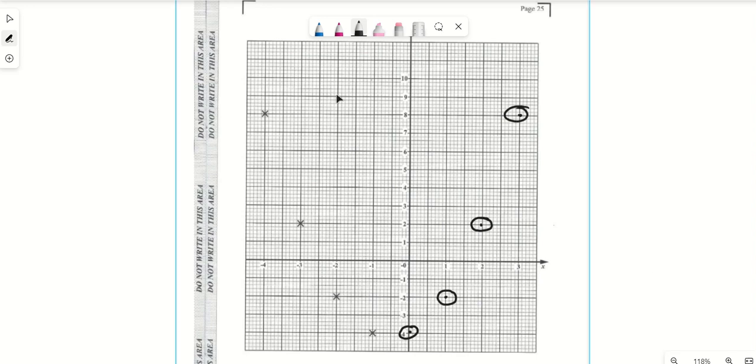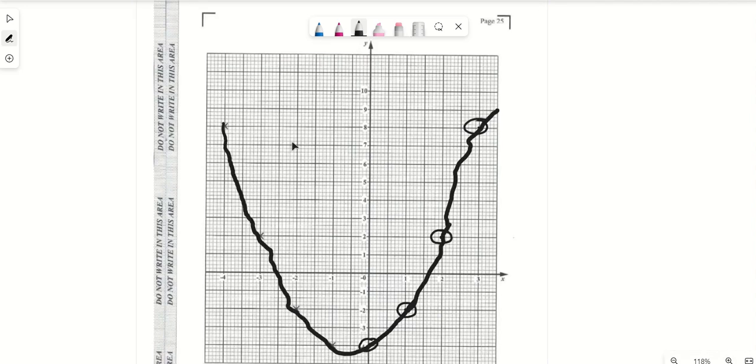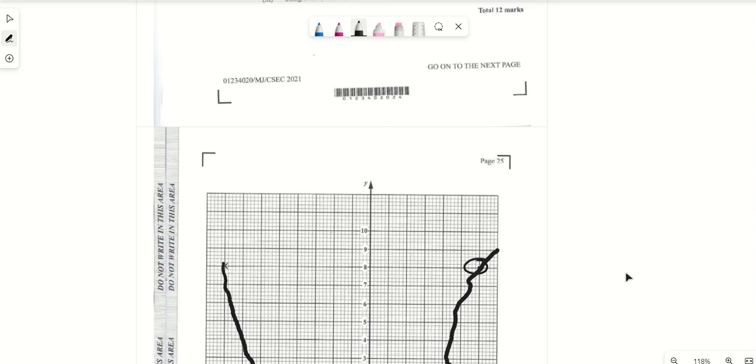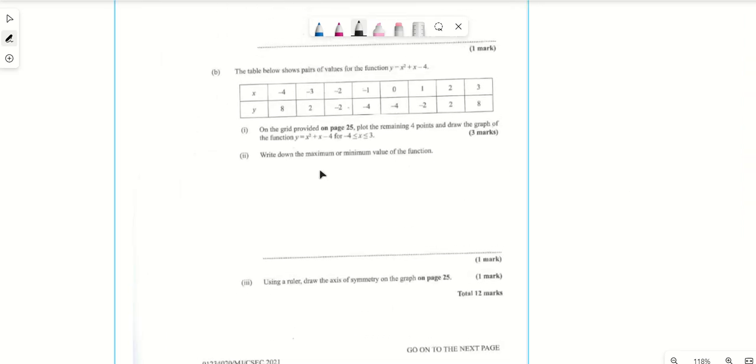Right? And this is the graph, how it would look. All you have to do is connect the lines. Right? So when you connect the points, it will look something like this, as you use a parabola. Right? Now they said write down the minimum or maximum value for the function.